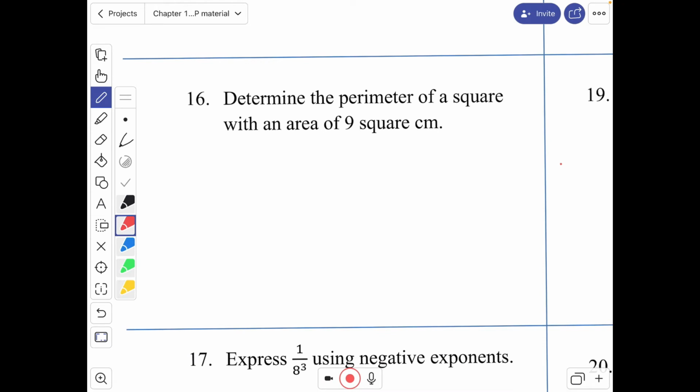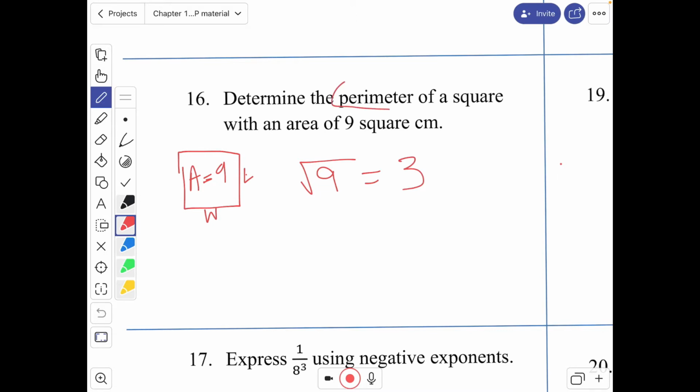Number 16, determine the perimeter of a square with an area of 9 square centimeters. It's a square with an area of 9. And we know that area is side times side. And if it's a square, that means both numbers had to be the same. So we're looking for the square root of 9, which is 3. You didn't even need a calculator for that.